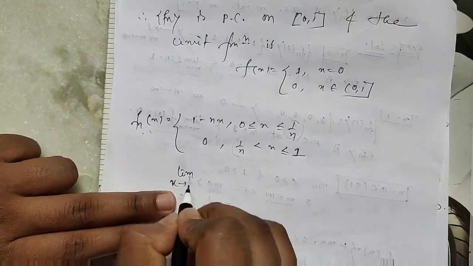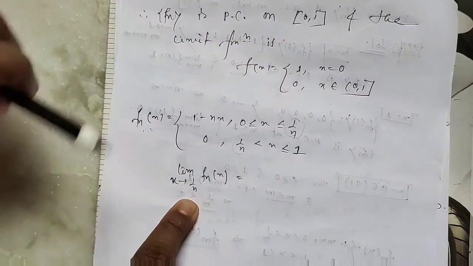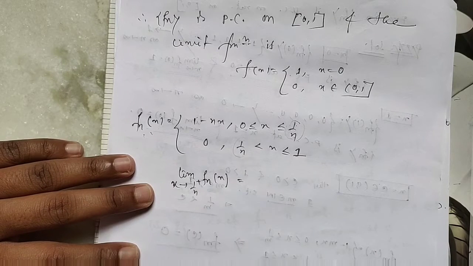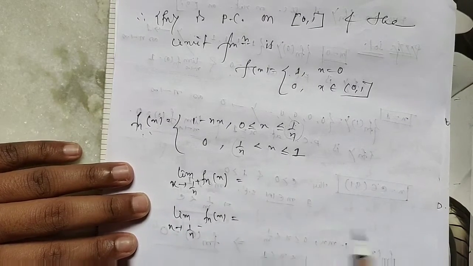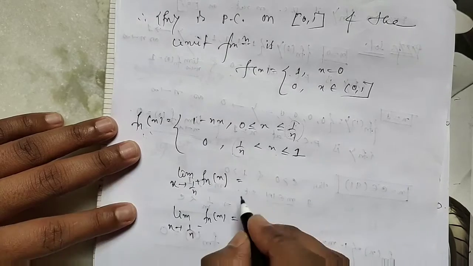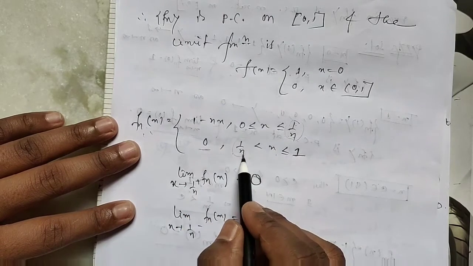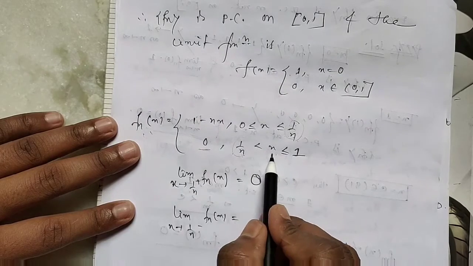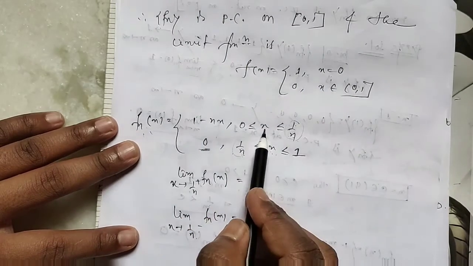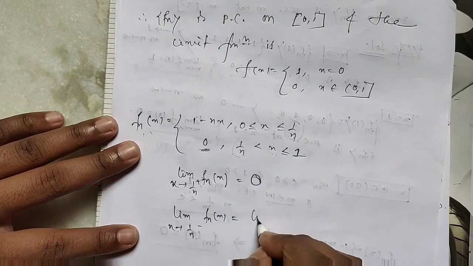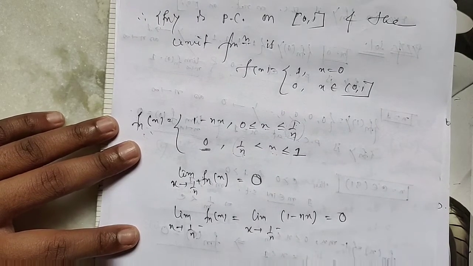Okay, so first we find the limit as x tends to 1/n of fn(x). For this we first find the right-hand limit, x tends to 1/n plus, and the left-hand limit, x tends to 1/n minus of fn(x). For 1/n plus this is 0, because for those x bigger than 1/n we take this function, and for 1/n minus we take this one. So the limit as x tends to 1/n minus of 1 minus nx is also 0.